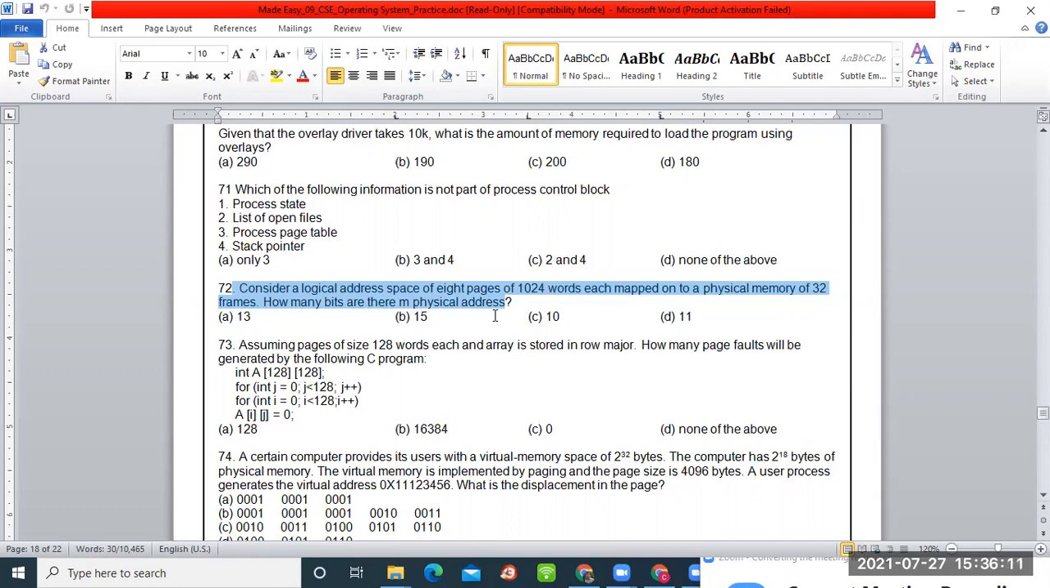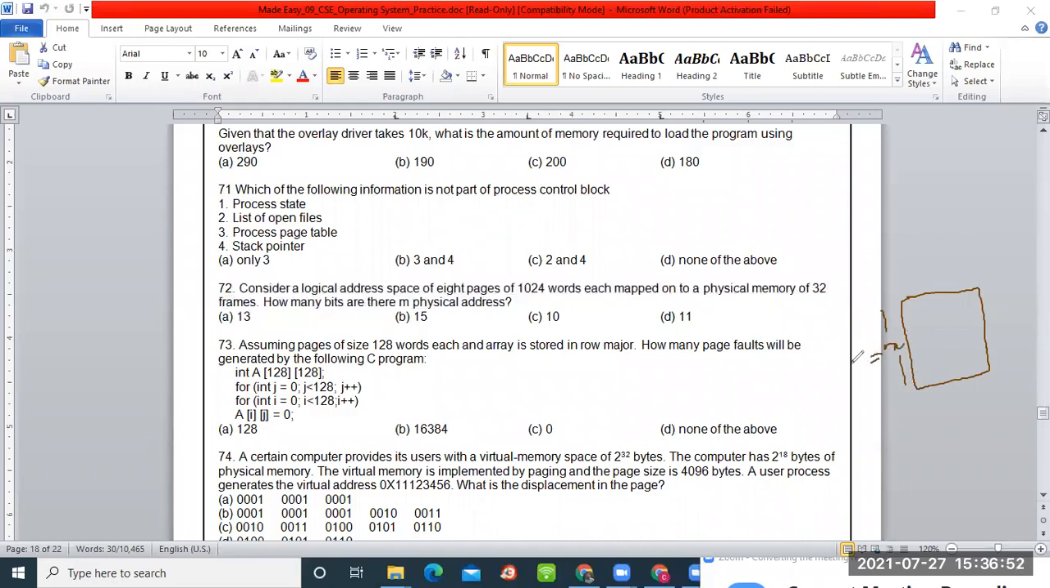What was the answer for this one? So what it is explaining is the logical address space of 8 pages. Now how many pages are there in the page table? Now this x equals how many pages? This x equals 8.